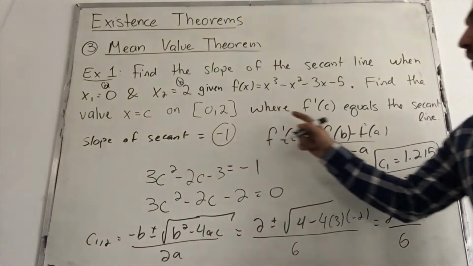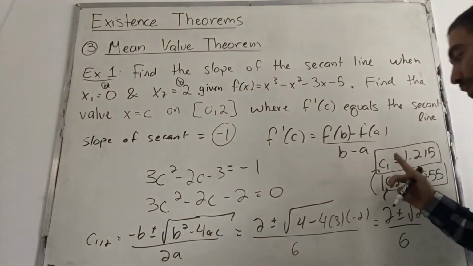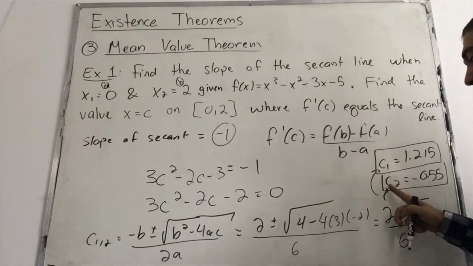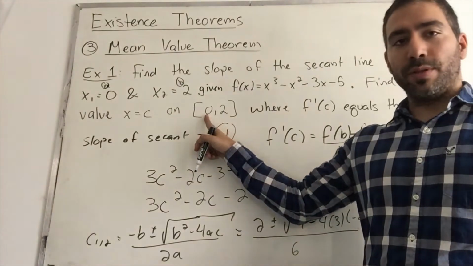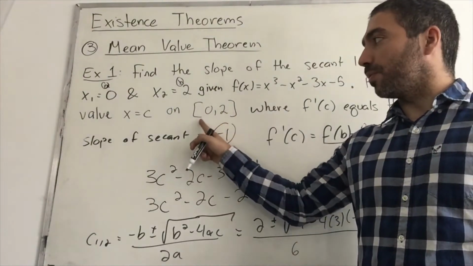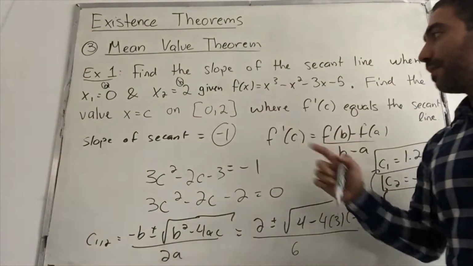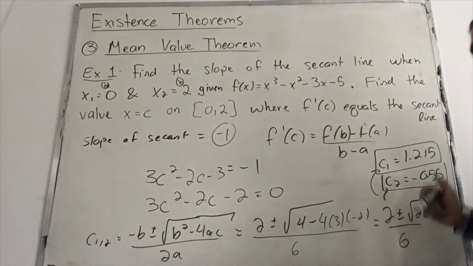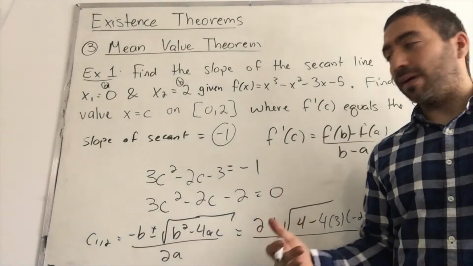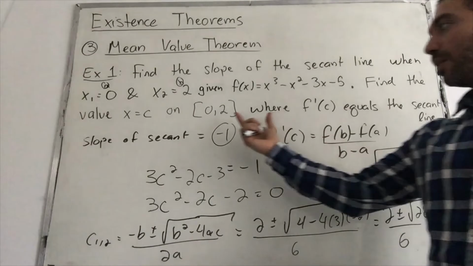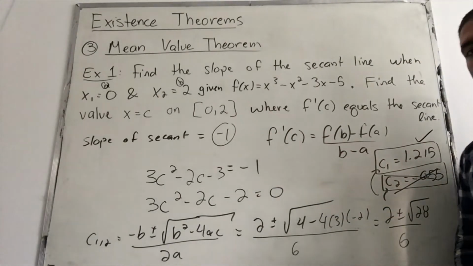We're looking for the values of c that lie in this interval. In this case, we got two answers: c1 equals 1.215 and c2 equals negative 0.55. We have to take values that are between 0 and 2. That's the interval we're looking for, the c values that fall within 0 and 2. So we have to reject the negative 0.55. At the end of the day, the c value that satisfies this equation is just 1.215. This is the answer, and we're done.